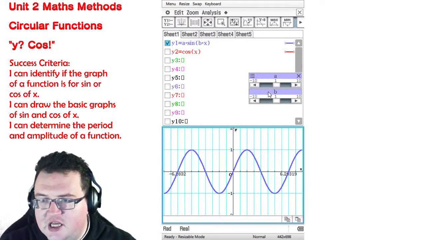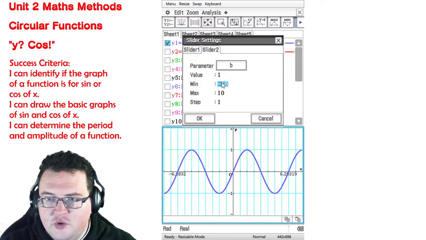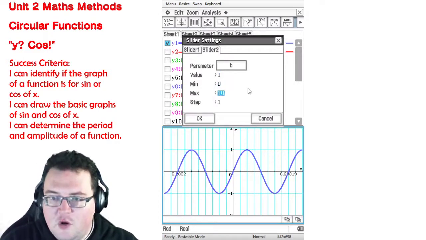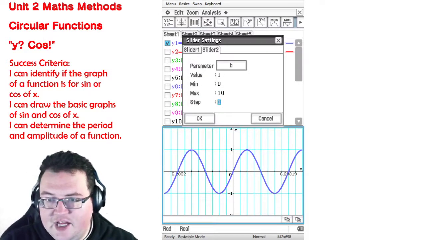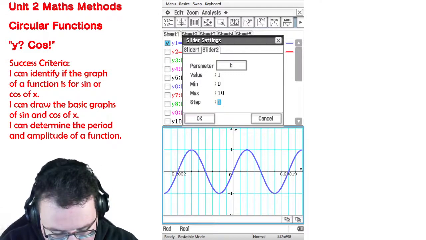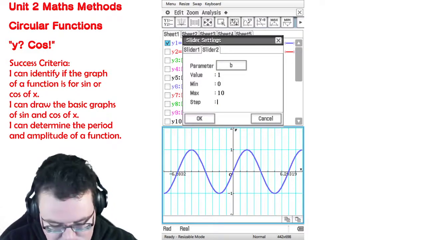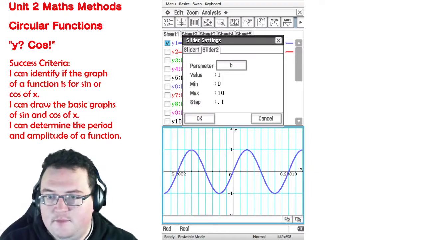So if I change my slider 2, we'll set it as a minimum of 0, we'll set it as a maximum of 10, and each step will be, we'll change it to 0.1.